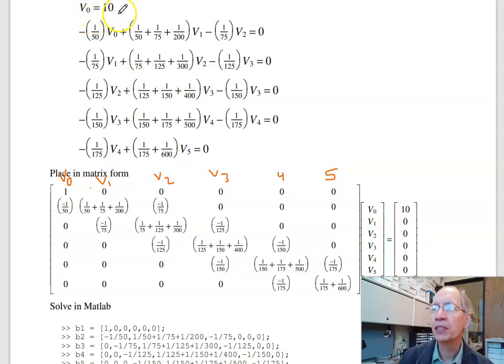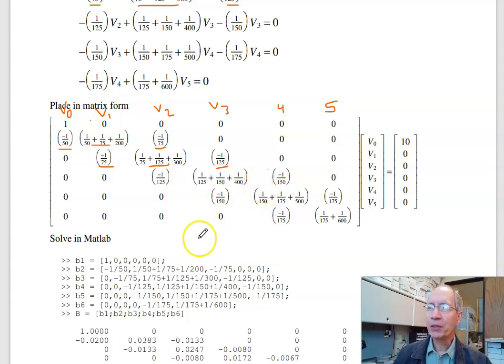The first equation, V0 equals 10, in matrix form is 1 times V0, nothing times anyone else, is 10. The second equation, minus 1/50th V0, is this term, plus that mess times V1, minus 1 over 125, wrong equation, minus 1 over 75 times V2 equals 0. Third equation, minus 1 over 75 times V1. This mess times V2 minus 1 over 125 times V3 is 0, and so on.